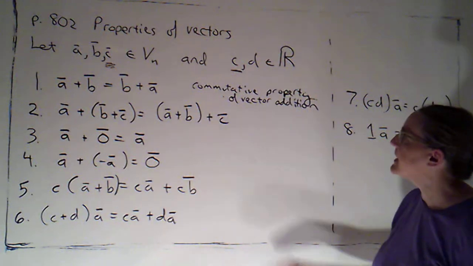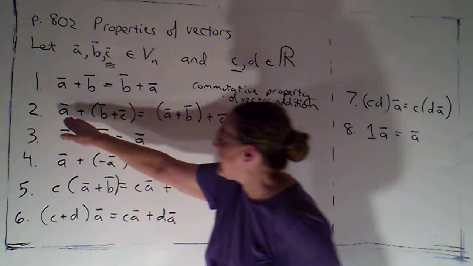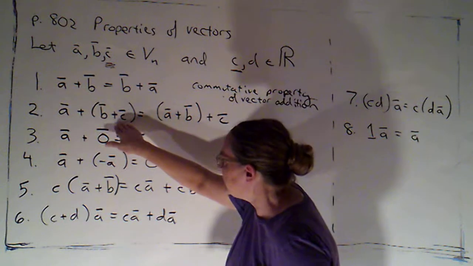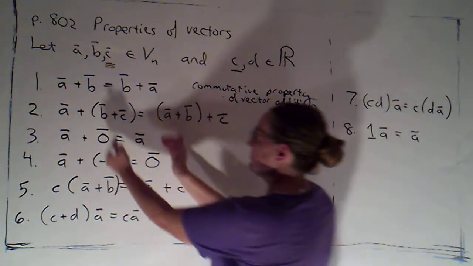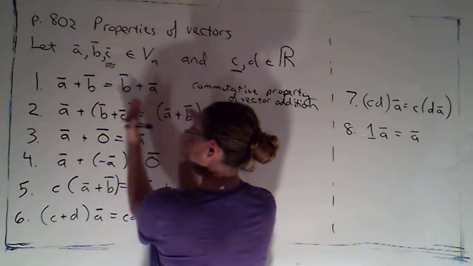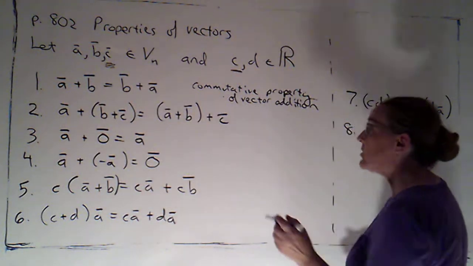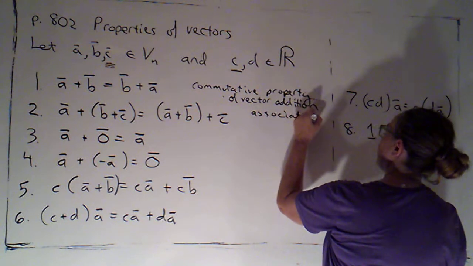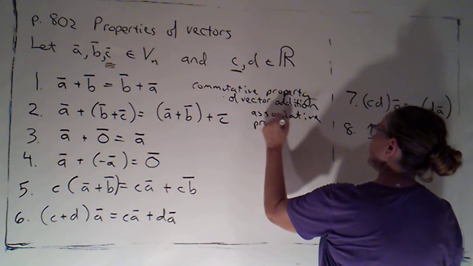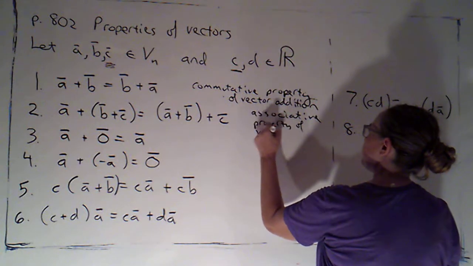Okay. This next property says a plus (b plus c) is the same as (a plus b) plus c. I can put the parentheses and group things however I want. That's called the associative property of vector addition.